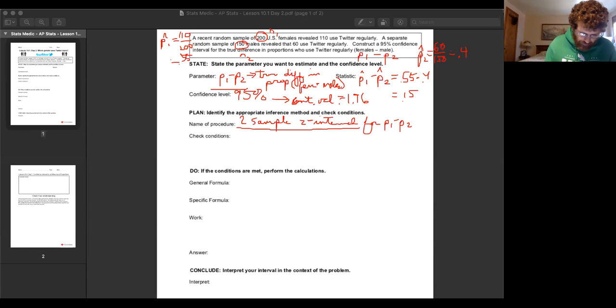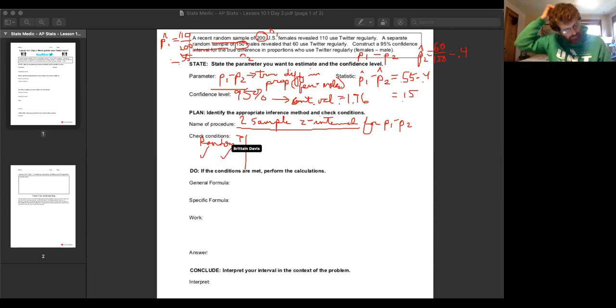The conditions have to be met. First of all, it has to be random. Was it random? Well, it says here there is a random sample of females and a random sample of males. So I'll set it up this way. I'll just put 2 check marks. It's good for one and it's good for the other. We have to make sure it meets conditions in both cases.